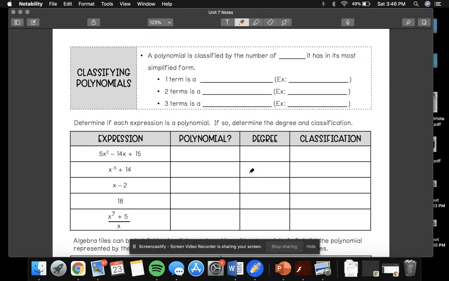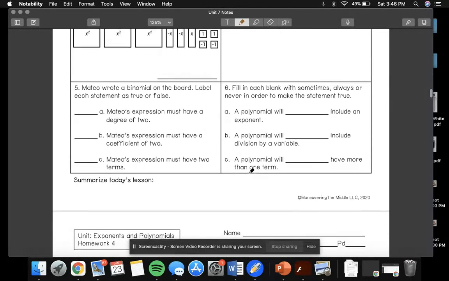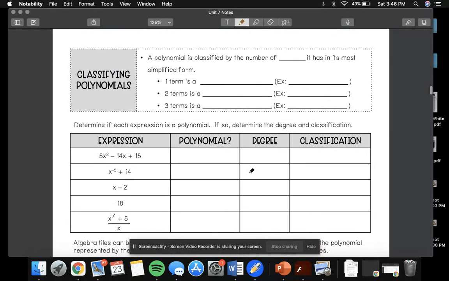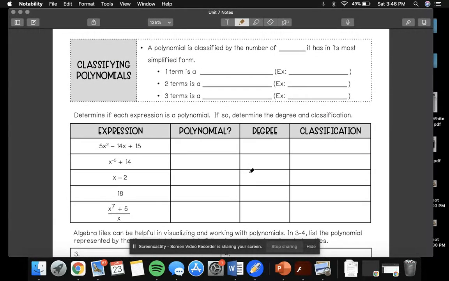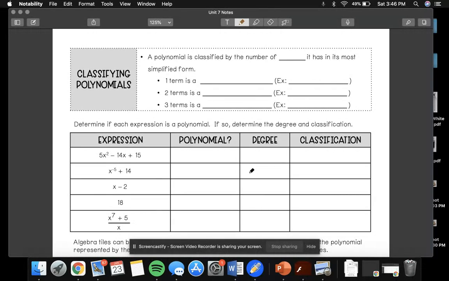Okay, now we're going to be on page 10, I believe, and we are going to start classifying polynomials, because based off the degree, we can call them certain things. So a polynomial is classified by the number of terms or parts it has in its most simplified form. If we have a polynomial that has one term, which means one part, for example, this could just be 5x to the second. This has one term, so we call that a monomial.